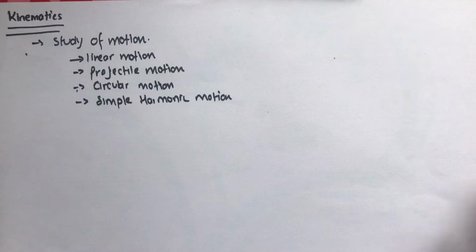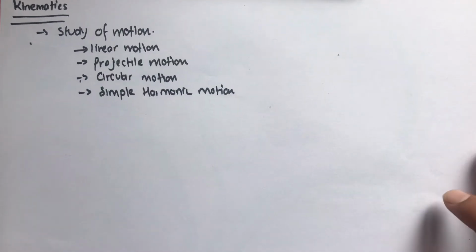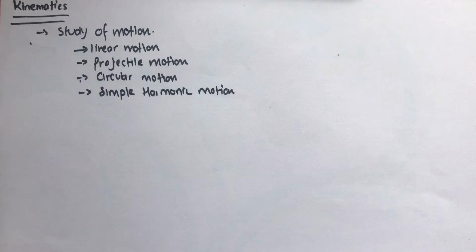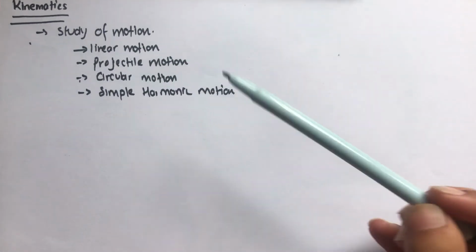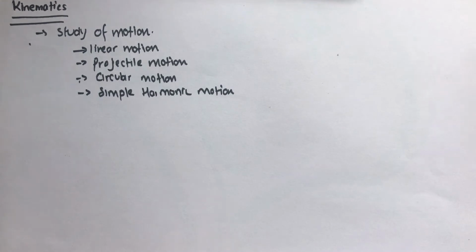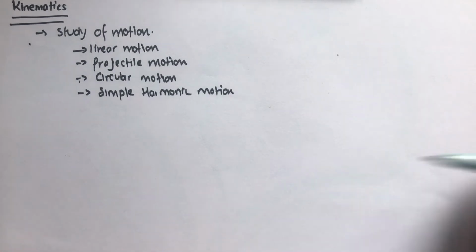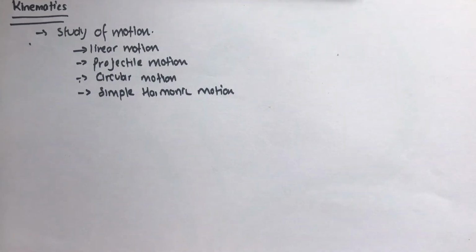Today we're going to start a new chapter in physics. We're going to talk about kinematics. Kinematics is the study of motion. There are different types of motion like linear motion, projectile motion, circular motion, simple harmonic motion, oscillatory motion, rotation, and all sorts of other motions.